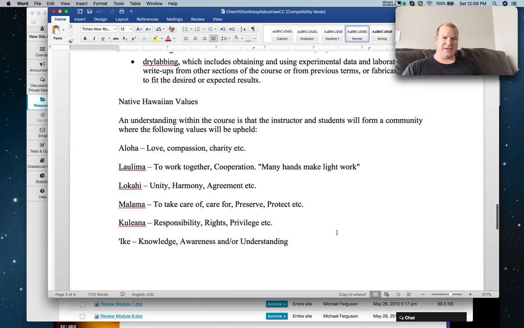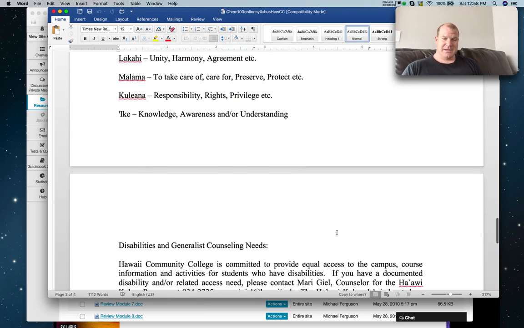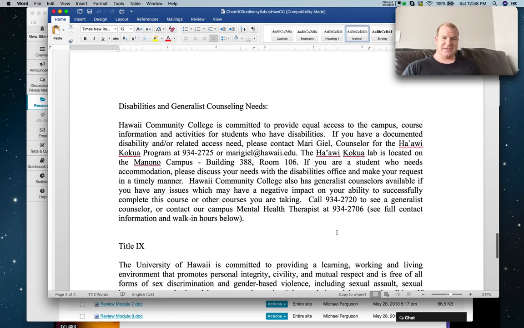Here are some Native Hawaiian values. I like to put them in my syllabus. Disability and counseling needs. So here's our statement here. Hawaii CC asked me to put this in here.